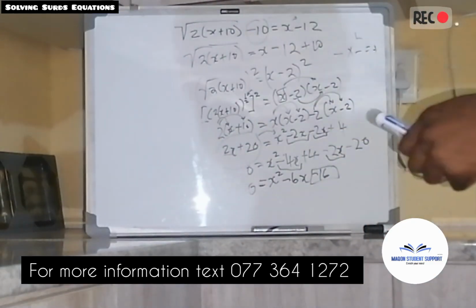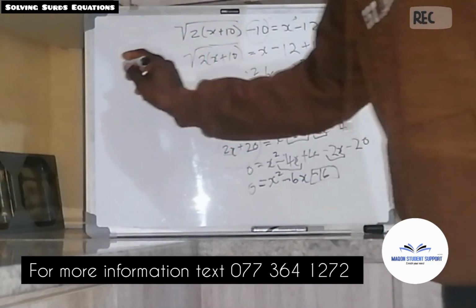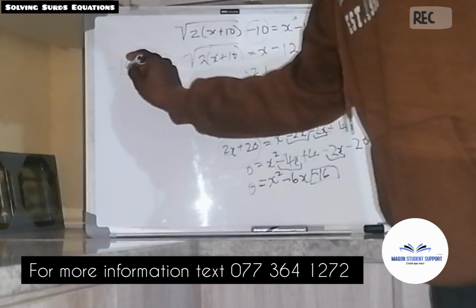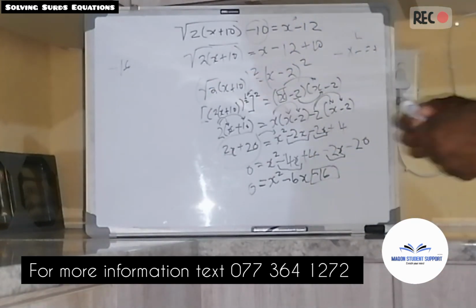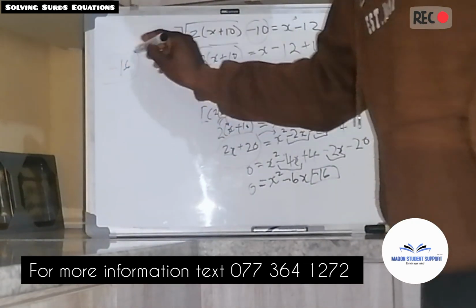The constant number we are having here is negative 16. So when we are having negative 16 as our constant number, we must look into the factors of negative 16.